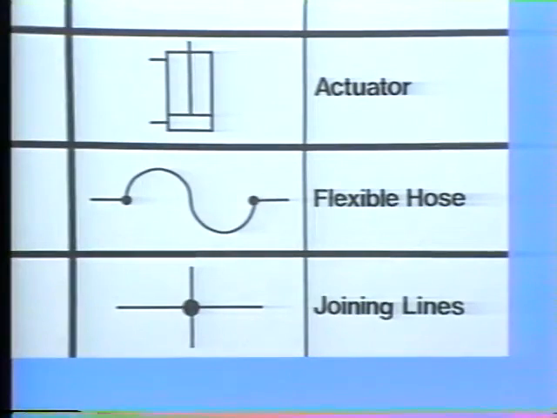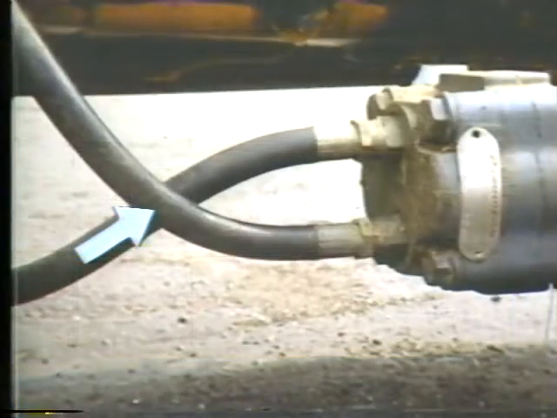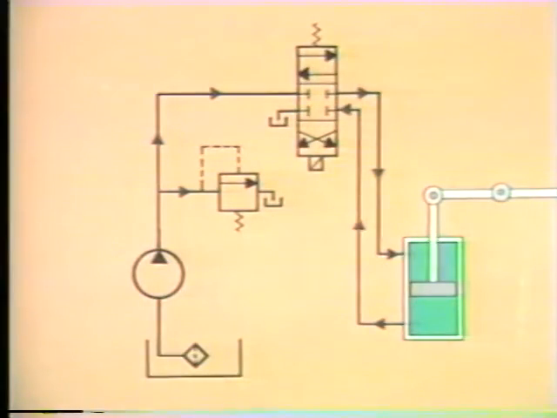Many fluid power systems use flexible hoses, identified by this symbol, in addition to or in place of tubing. Flexible hoses are often used when a connection must be made to a piece of equipment that moves or vibrates as it operates. While there are many other symbols used in fluid power system prints, for now, let's look at how this system operates.